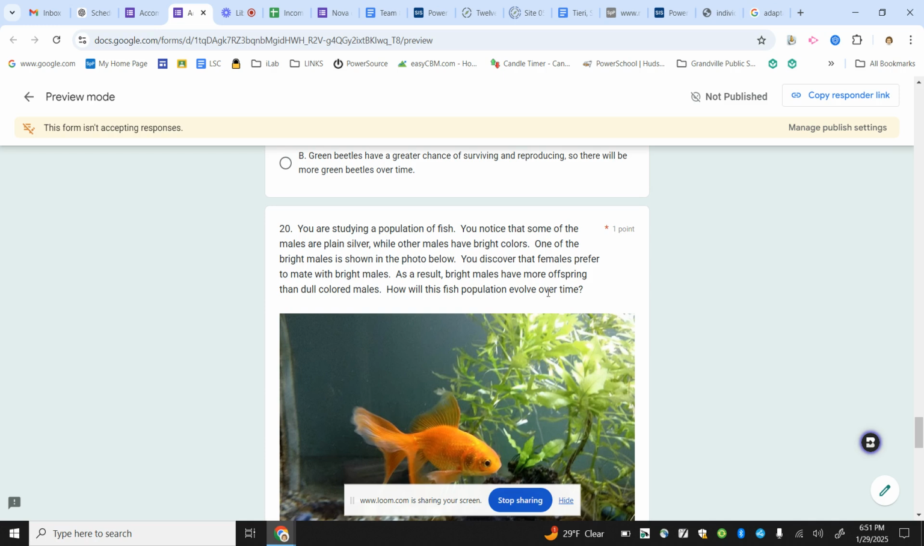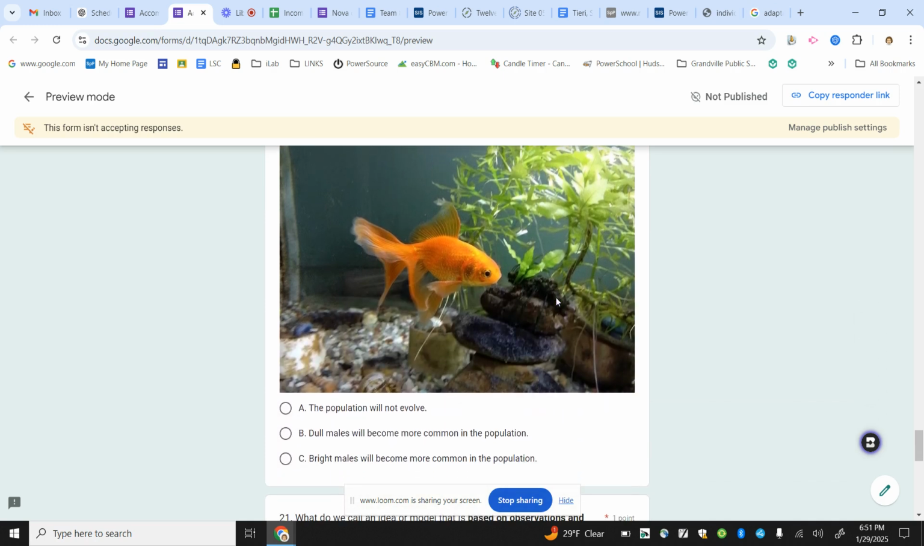How will this fish population evolve over time? A. The population will not evolve. B. Dull males will become more common in the population. C. Bright males will become more common in the population.